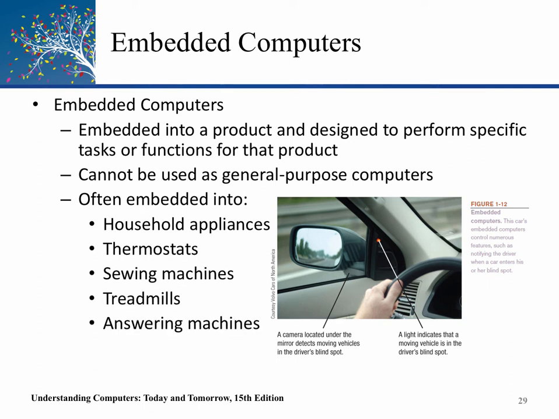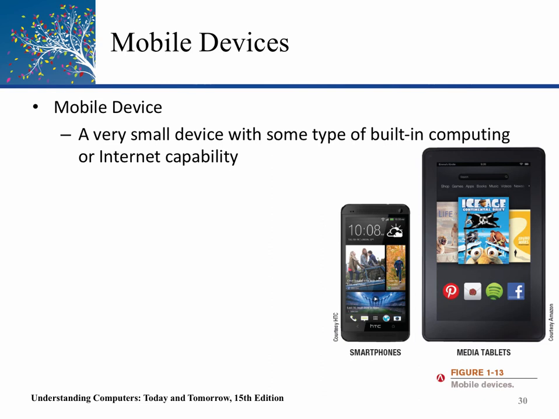treadmills, answering machines, cars. Some of the embedded computers in a car, for example, would be the computers that control your lane departure devices so that it beeps and kind of takes back control of the car when you're departing your lane, or it alerts you if something is coming at you in your blind spot. Mobile devices are small devices with some type of built-in computing or internet and communications type of capability.